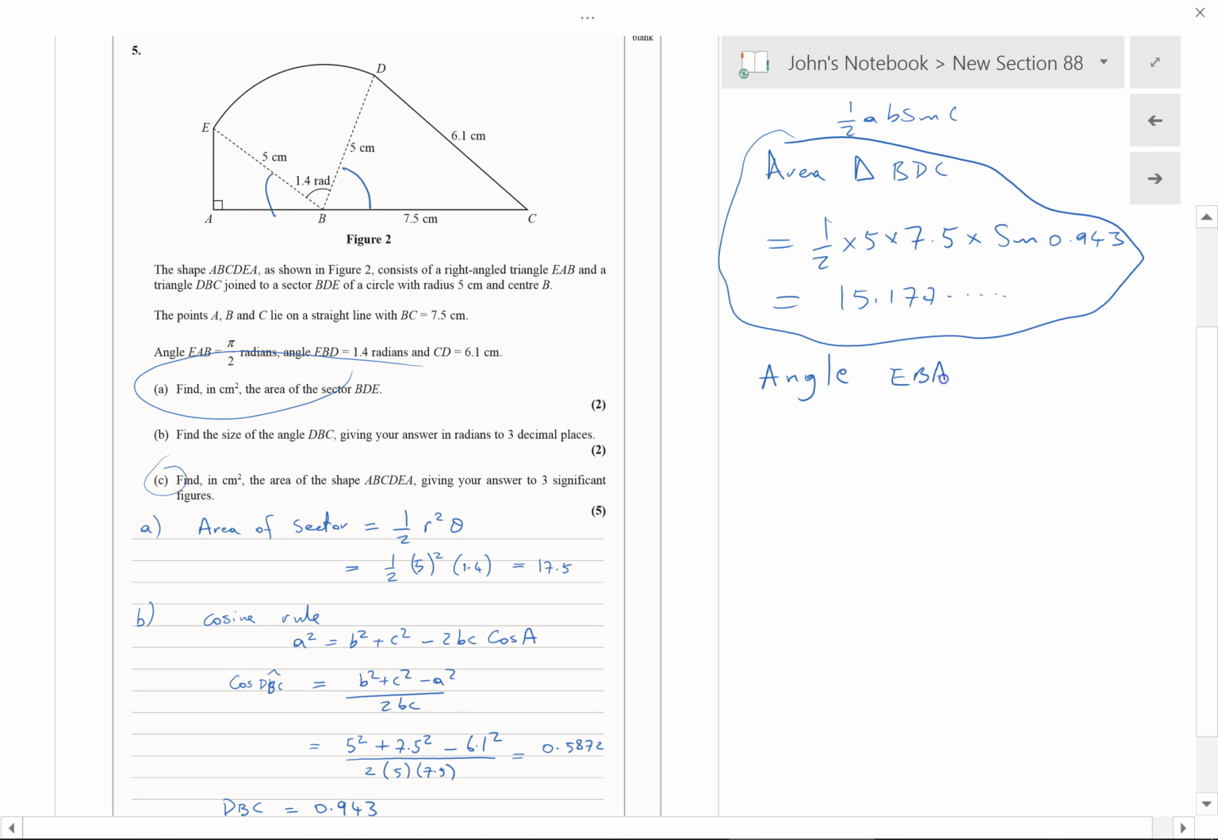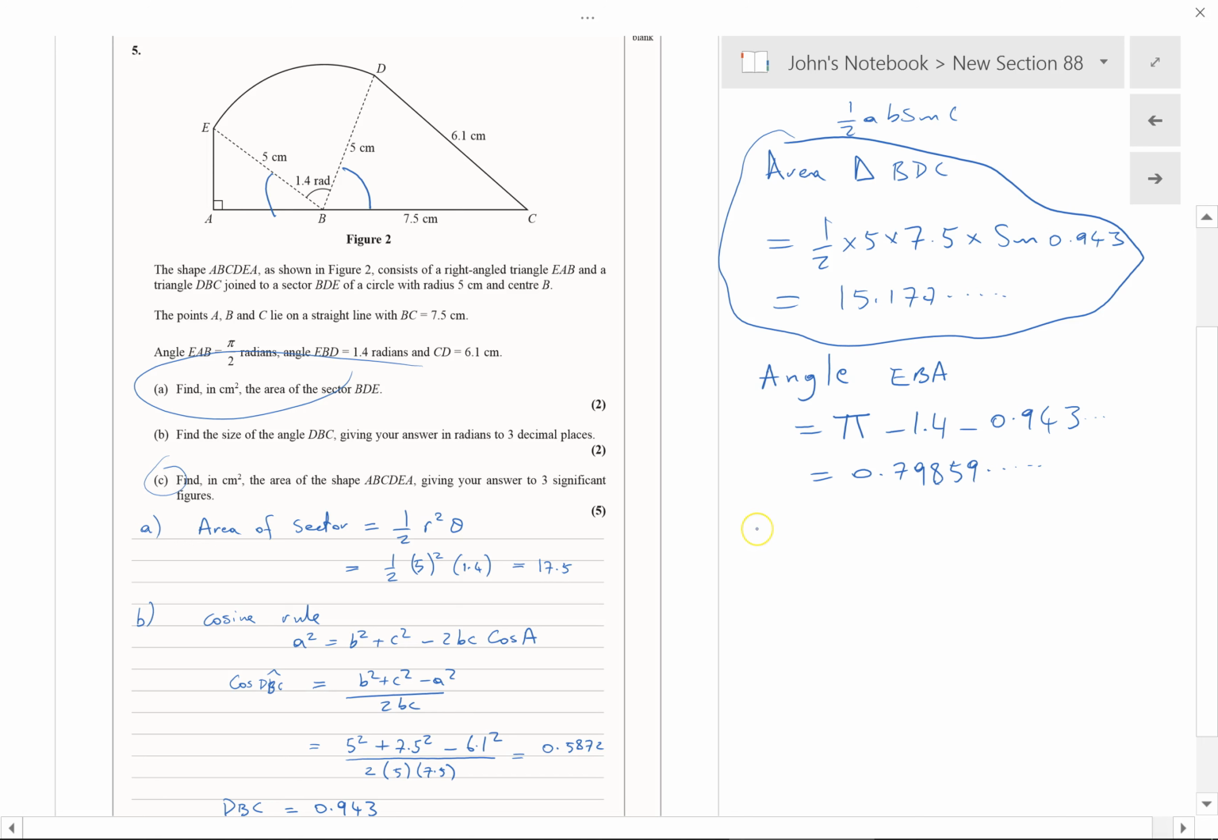The angle EBA is equal to, now we're working in radians, so 180 in radians is pi, take away 1.4, take away 0.943 plus all the other stuff. That comes to 0.79859 and a whole lot of other stuff that I'm going to store on the calculator. So we now know that angle in radians.